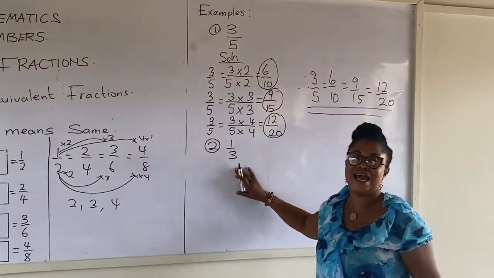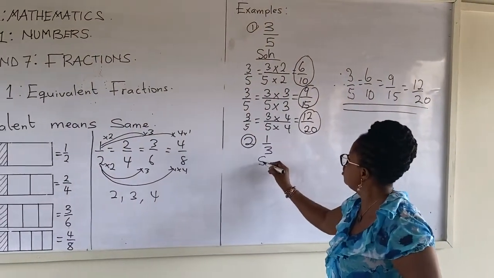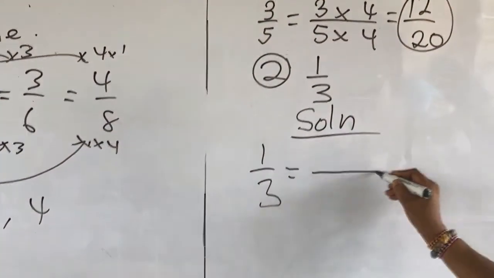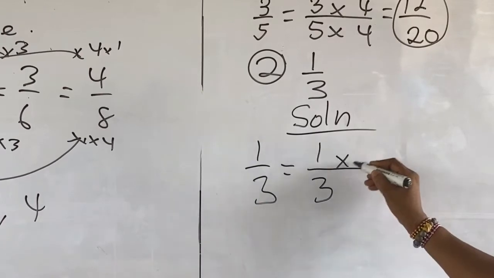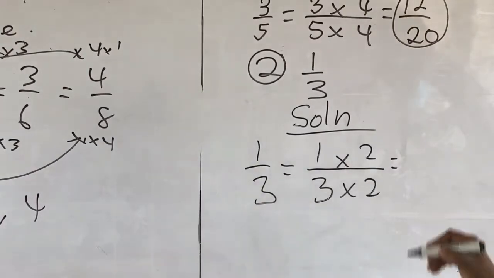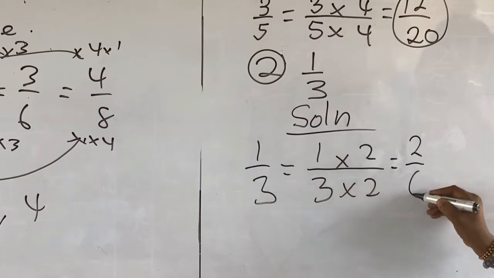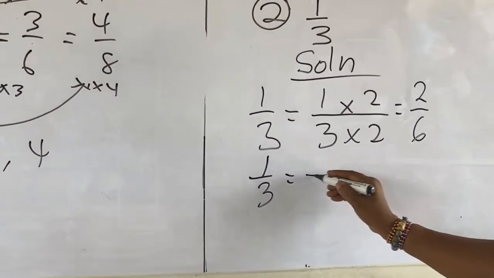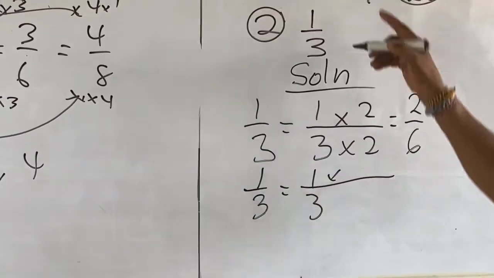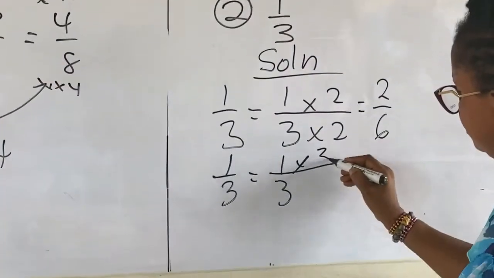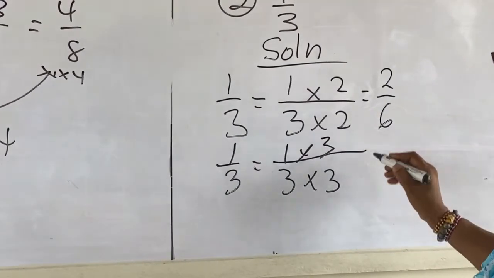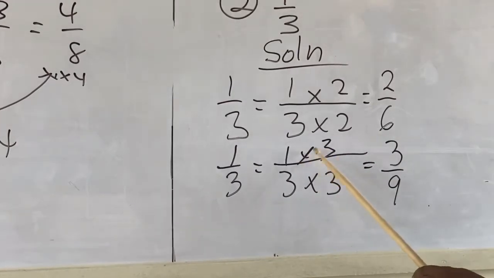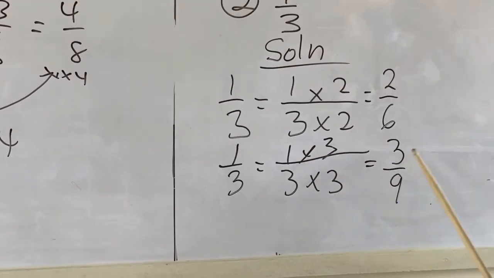So we are going to work the last example. So your solution here, 1/3. Repeat your 1/3 times 2 over 2, which is equal to 2 over 6. 1/3 again here. The next one is times 3 over 3, which is equal to 3 over 9. 1 times 3 is 3. 3 times 3 is 9.